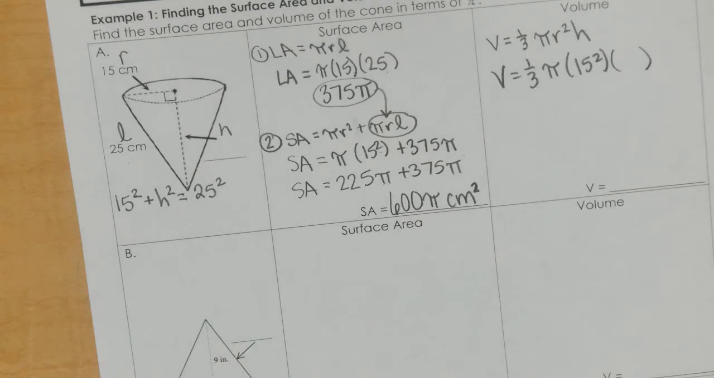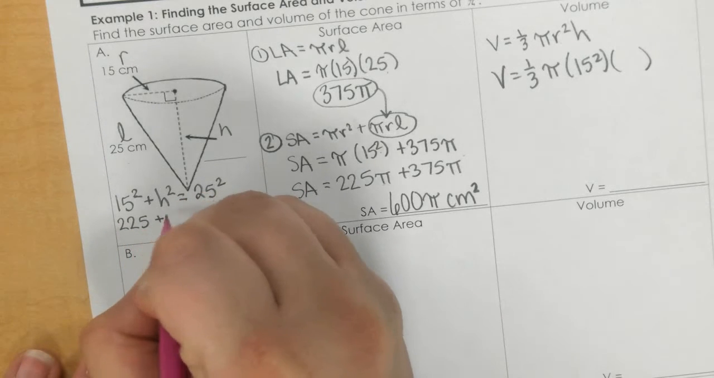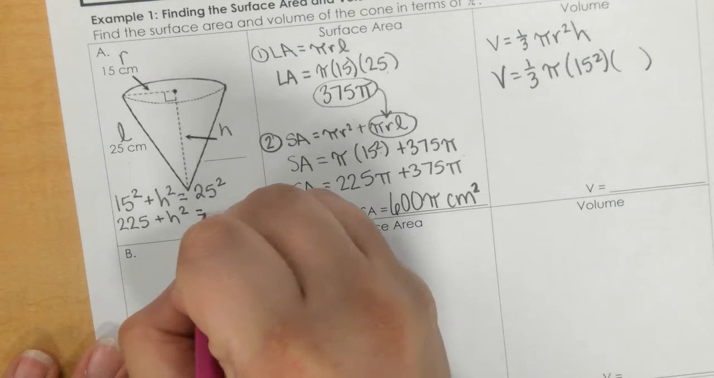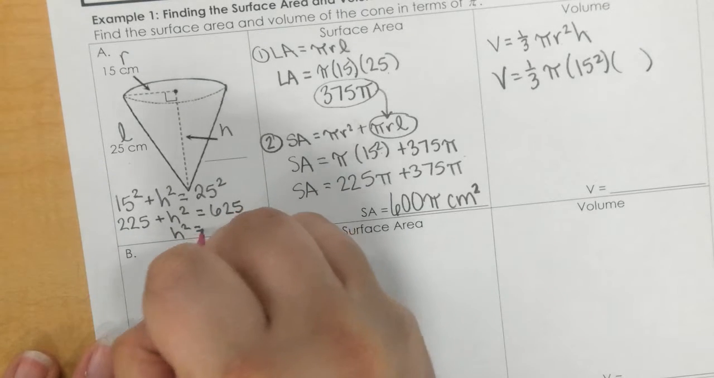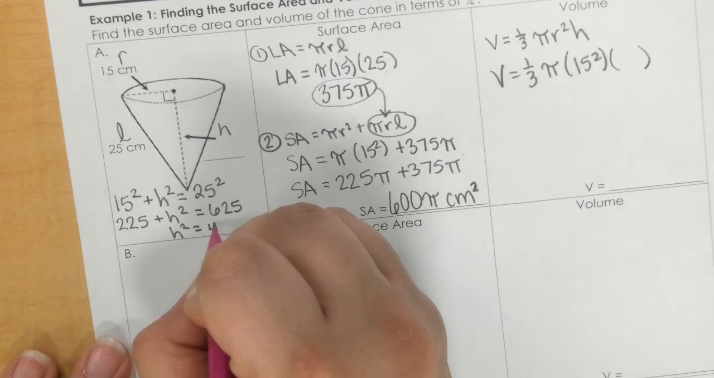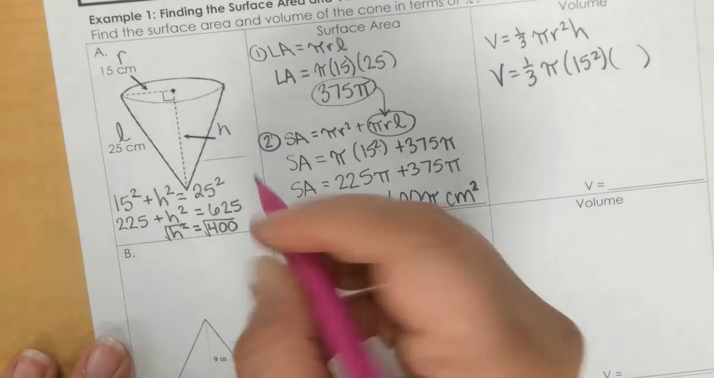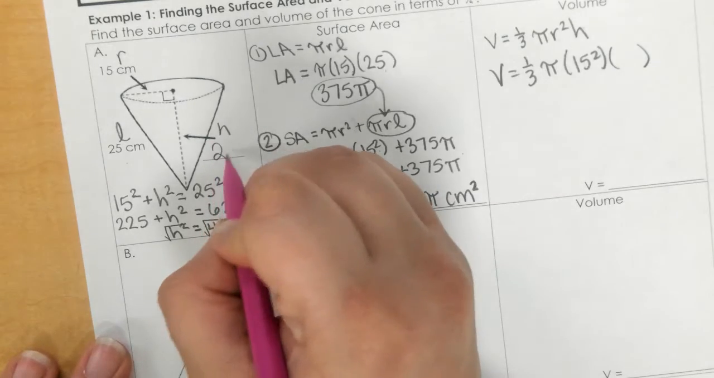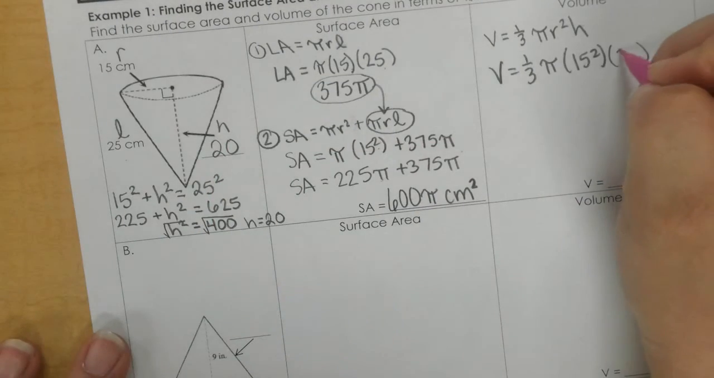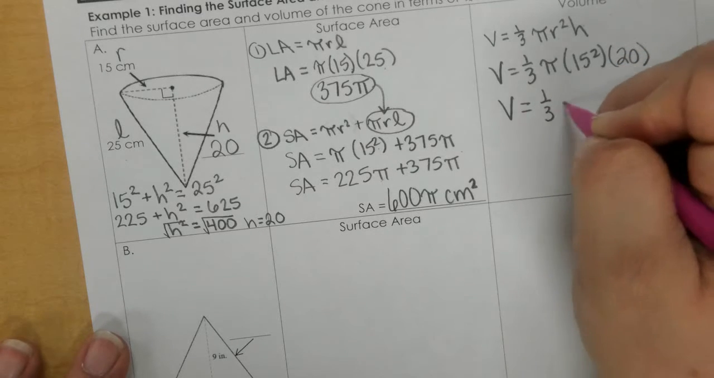So if I work that out, we have 225 plus h squared equals 625. If I solve for h squared, I get 400, and then we would do the square root of both sides, and that gives us our h is 20. Now we can plug 20 in for our h and proceed in solving.